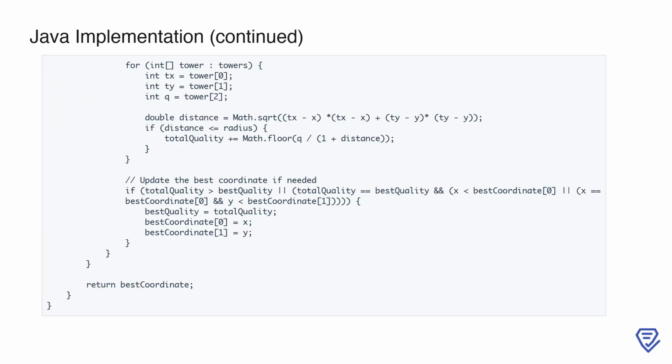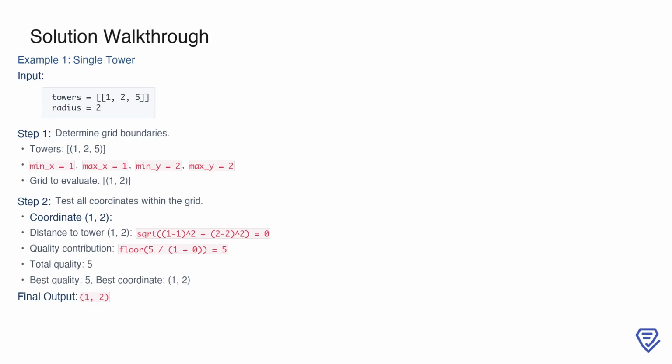After calculating the total quality for the current coordinate, we check if it is better than the current best quality. If it is, or if it matches the best quality but the current coordinate is lexicographically smaller, we update bestQuality and bestCoordinate accordingly. Finally, when all points have been evaluated, we return the best coordinate as the result. This implementation ensures that we find the optimal solution efficiently by limiting our search to the grid boundaries and carefully calculating the quality contributions.